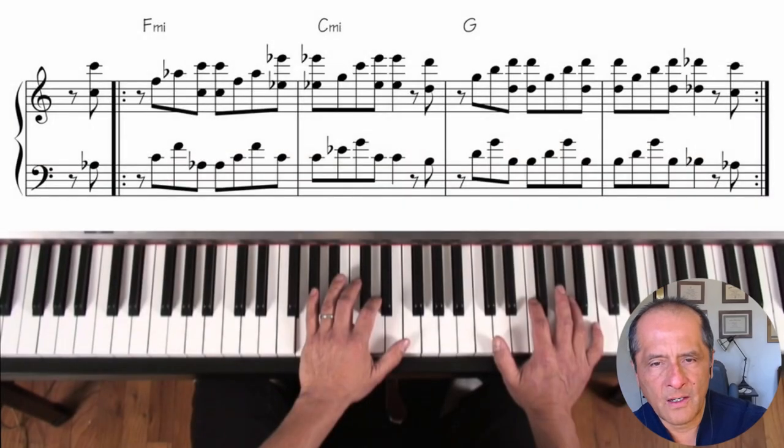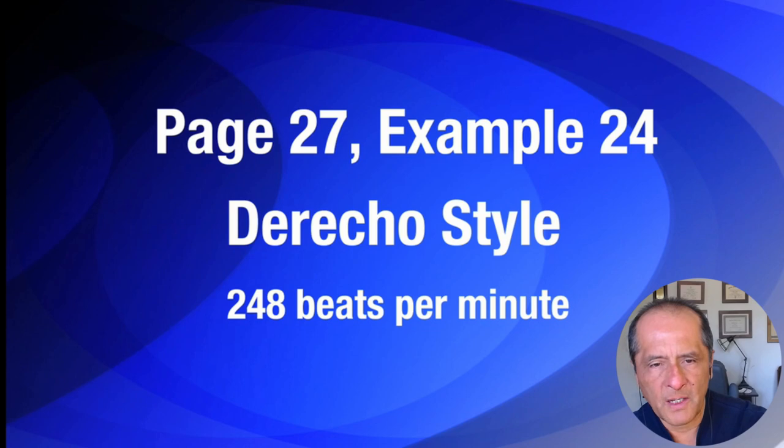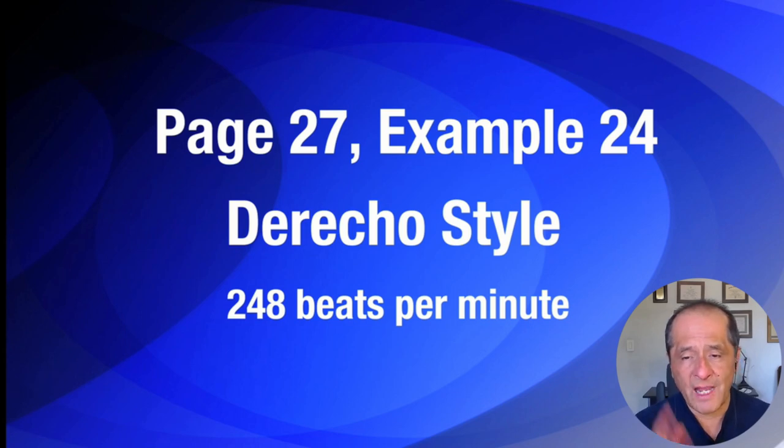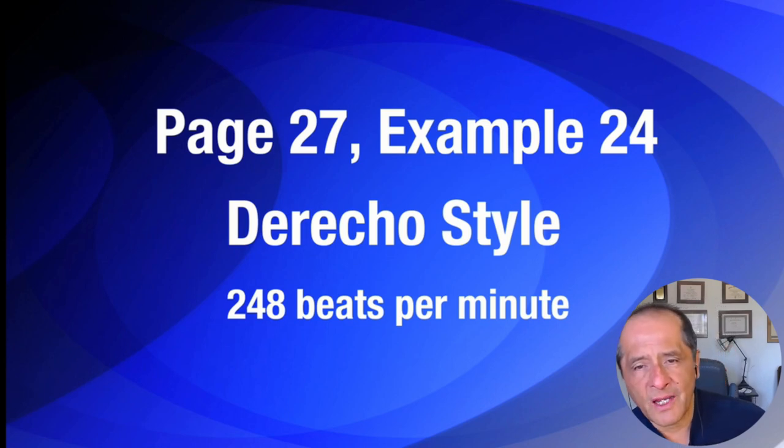Okay, I wanna work on this pattern, derecho style. This is another example from my book. Okay, derecho style, which means straight. Sometimes they call it marcha or march, because of the dynamic of the tambora against the conga pattern. Okay, so why don't we listen? 248 beats per minute. Let's see if we also can play along.